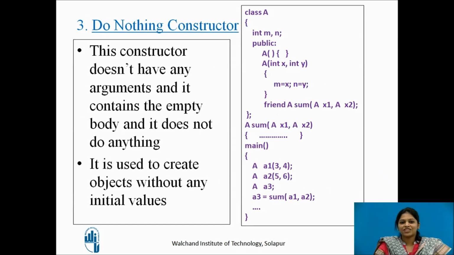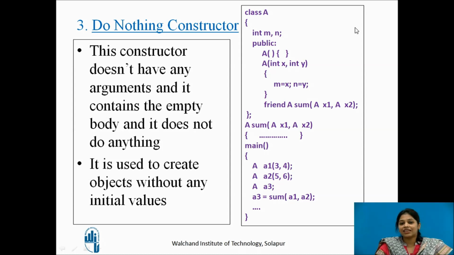The third type of constructor is the do-nothing constructor. This constructor doesn't have any arguments and it contains an empty body, so it does not do anything. It is used to create objects without initial values. Do-nothing constructors are usually used to skip the initialization. To understand more about the do-nothing constructor, let's take an example.